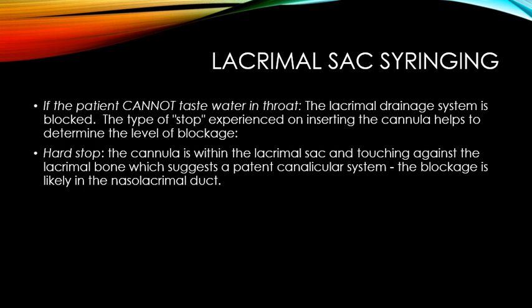So the level of obstruction can be determined based on where you feel the difficulty in inserting the cannula, or depending on from where the fluid is regurgitating. A hard stop basically means when you insert the cannula, you feel that the cannula is hitting some hard structure, which is the lacrimal bone. So once you are able to reach the lacrimal bone, it suggests that the canaliculus, punctum and the sac are patent, but the blockage is within the nasolacrimal duct, which is below the lacrimal sac.